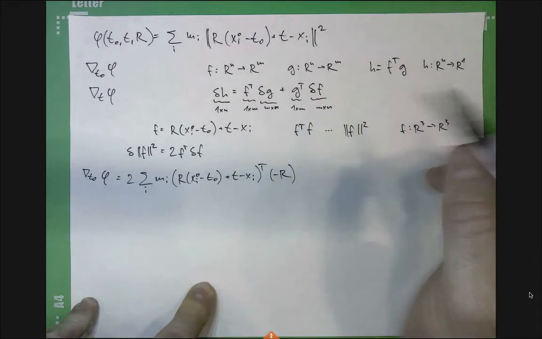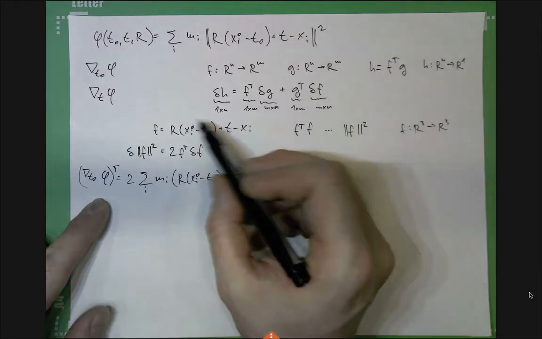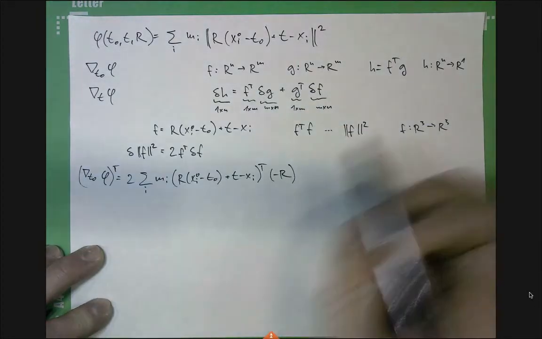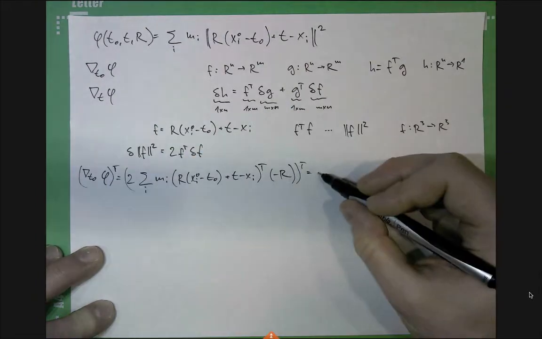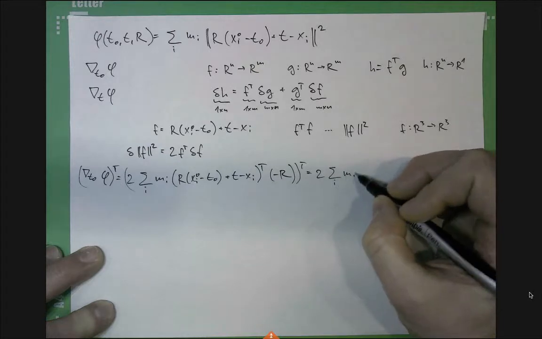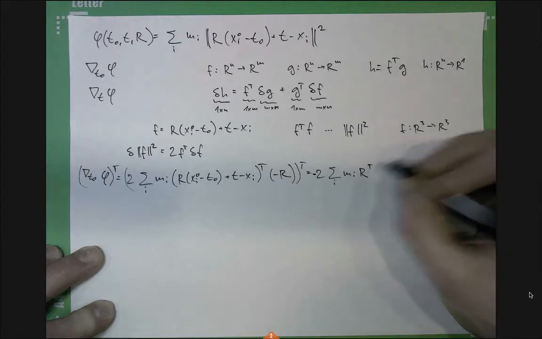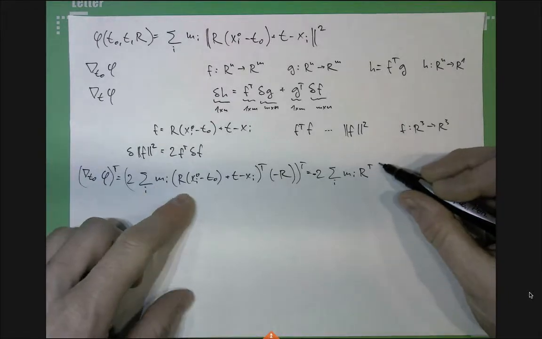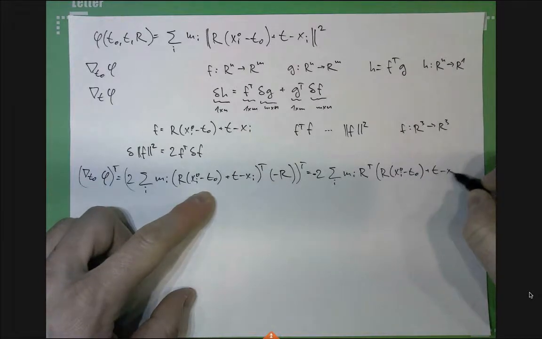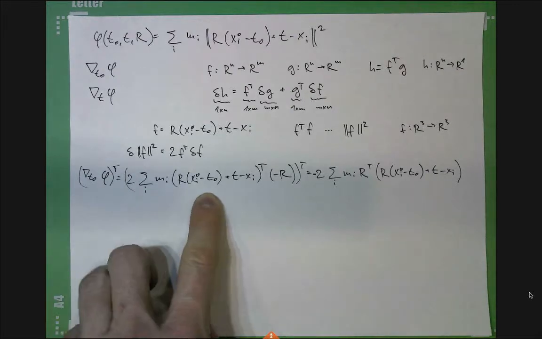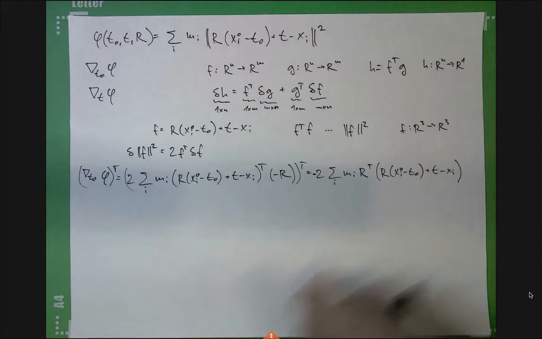The one thing I forgot here is that this all needs to be transposed, because this would give me just a 1 by n vector. I want an n by 1 vector, so I'll transpose this entire thing. And I will get 2 sum over i, and we'll get, oh, let me put the minus here. And this will be r transpose times r xi0 minus t0 plus t minus xi. Okay.